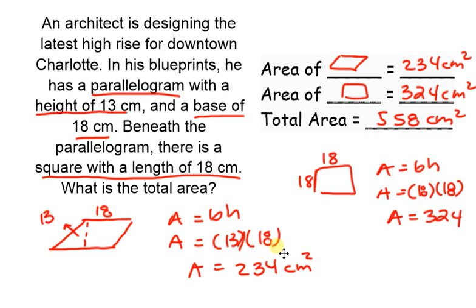And then the square had a side of 18, and we know that in squares, all of the sides are congruent. So 18 times 18 is 324. When you add the two together, you get 558 centimeters squared.